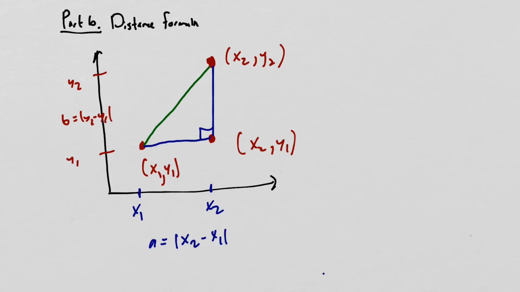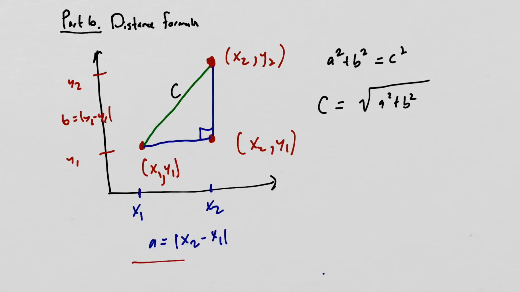Then again, the Pythagorean theorem gives us that a squared plus b squared is going to be equal to c squared, in this case c being the hypotenuse. Taking the square root of both sides, we're going to get c is equal to only the positive square root of a squared plus b squared, because we don't want distance to be a negative number. And what we just found was that a is given by the difference in our x values, and b is given by the difference in our y values, where we take the absolute value of both.